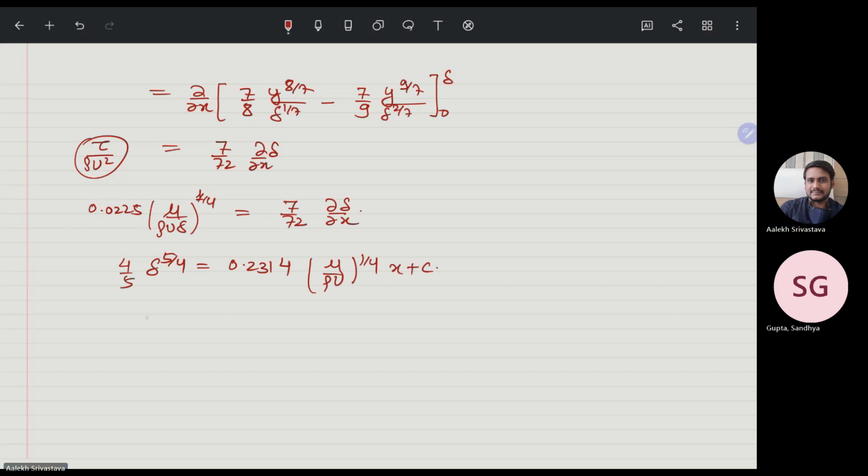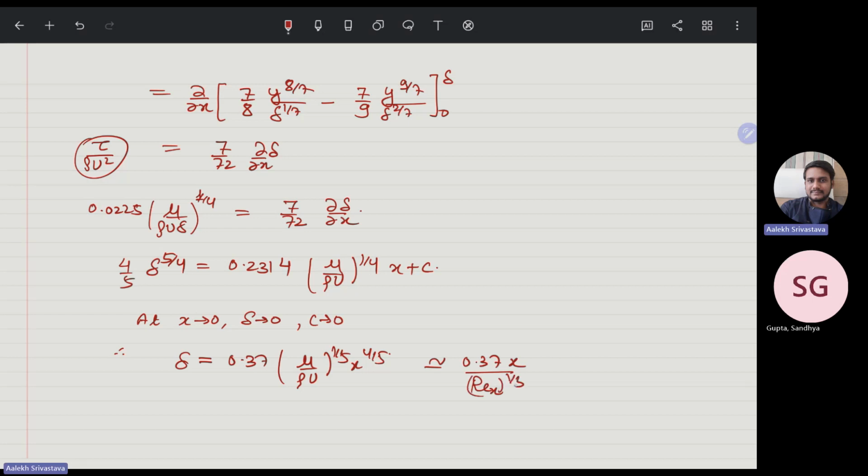And at x tends to 0, delta tends to 0. Therefore, c tends to 0. Now the delta will come as 0.37 mu by rho u raised to 1 by 5 times x raised to the power 4 by 5, or it is 0.37x upon Re_x raised to the power 1 by 5.